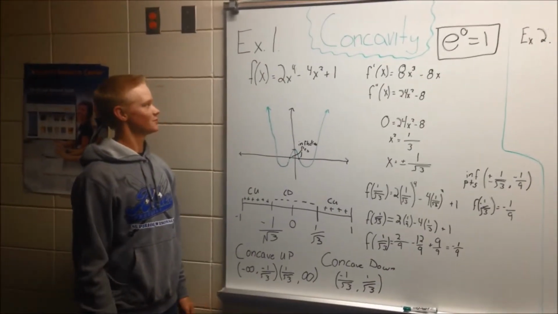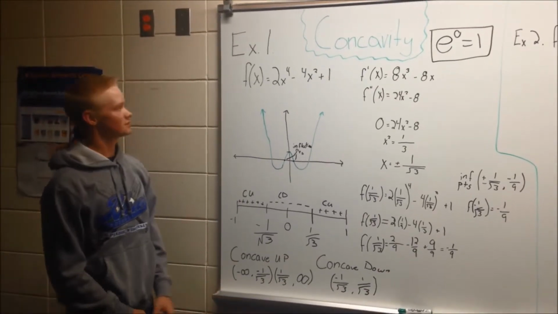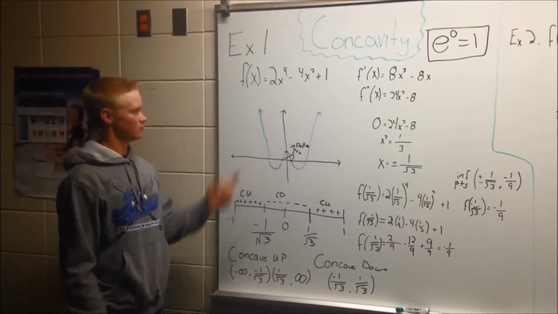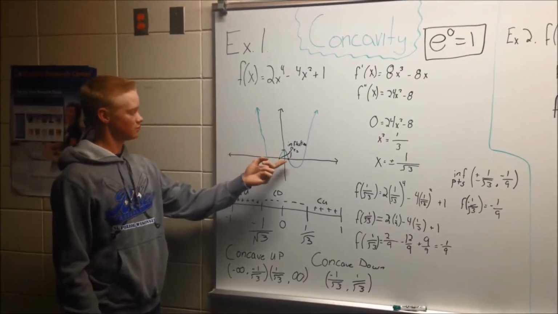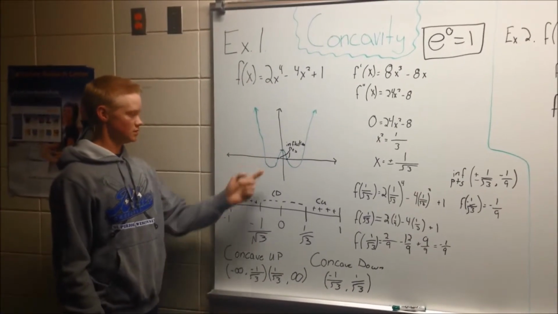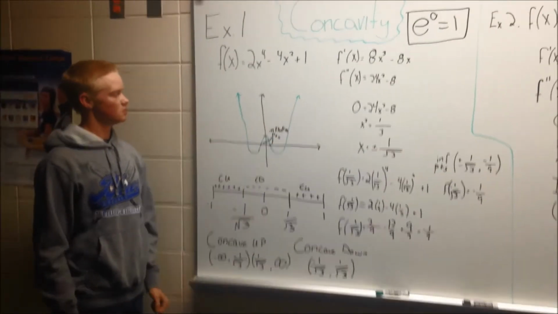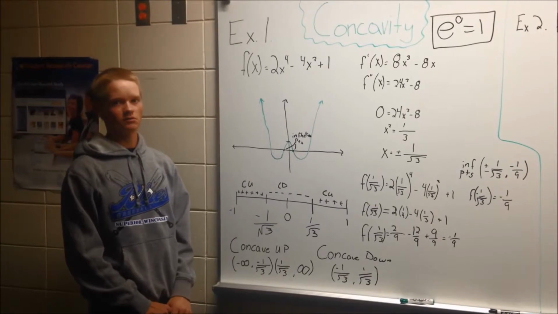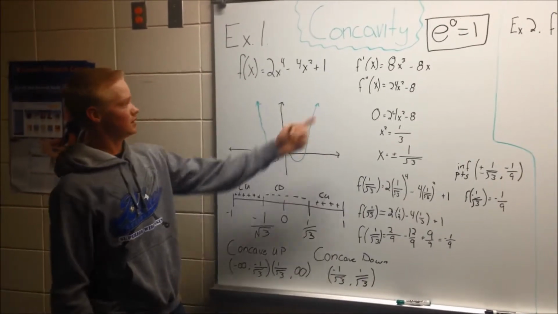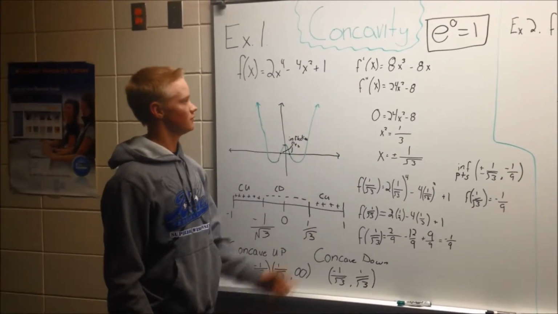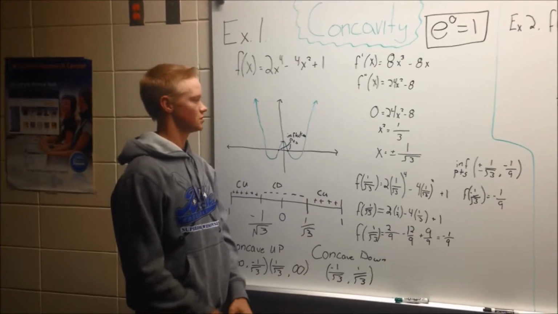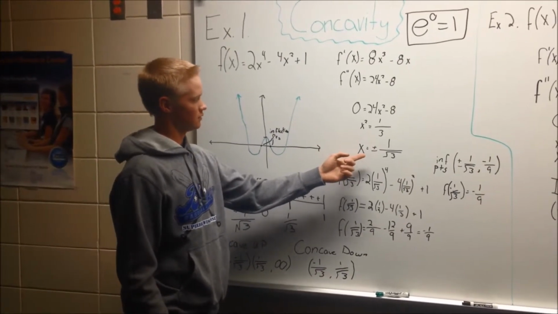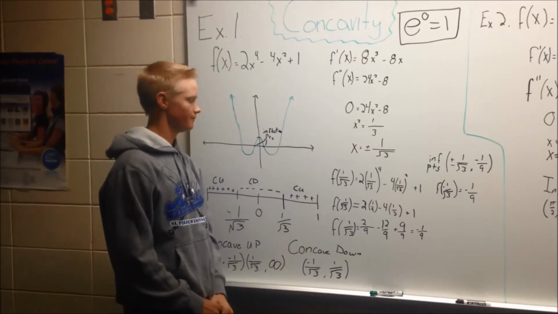Our first example is f of x equals 2x to the fourth minus 4x squared plus 1. The graph looks like this, and we're going to have inflection points right there because the concavity changes. But to find those points, we have to set the second derivative equal to 0. So we went ahead and found the first derivative and then the second derivative. Set it equal to 0, and our inflection points were at positive and negative 1 over square root of 3.